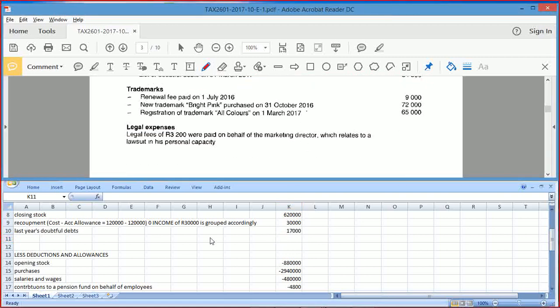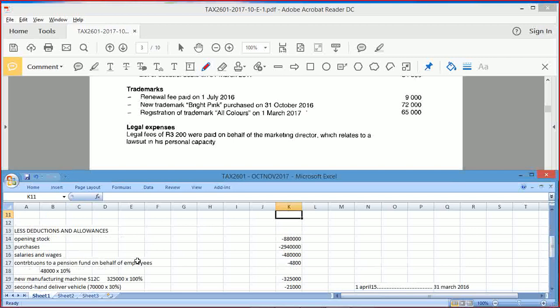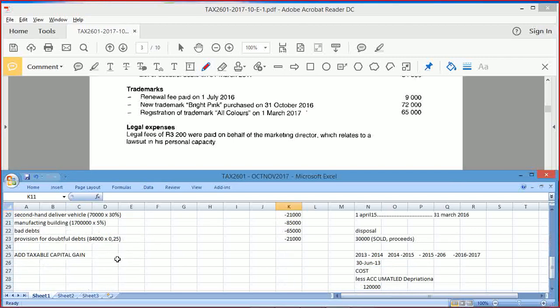Okay, all right. And then trademark, that's simple. That's just the less deductions and allowances. Okay, so we need to put that in here.